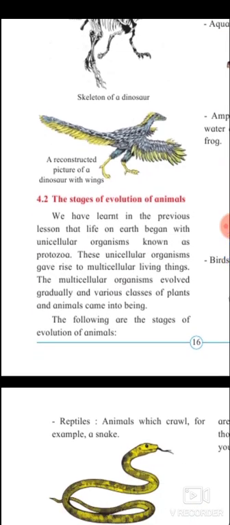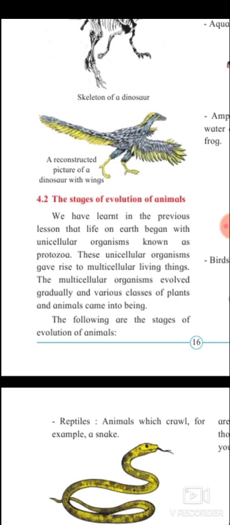4.2, the stages of evolution of animals. We have learnt in the previous lesson that life on the earth began with a unicellular organism like a protozoa. You may have seen it in the third lesson. Life on earth began with unicellular organisms, that is protozoa. This unicellular organism gave rise to multicellular things. I gave some examples just now, from unicellular to birds or other species or animals.